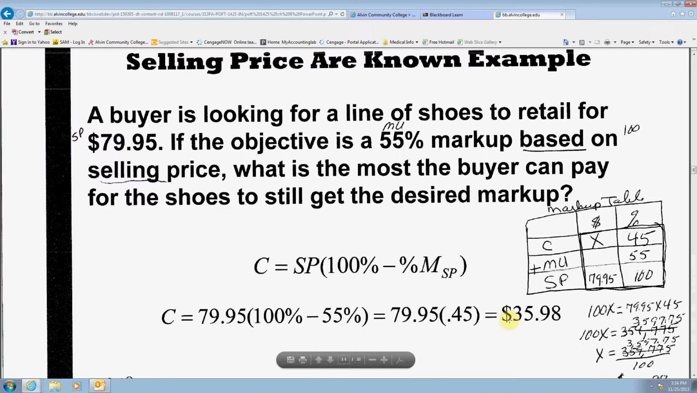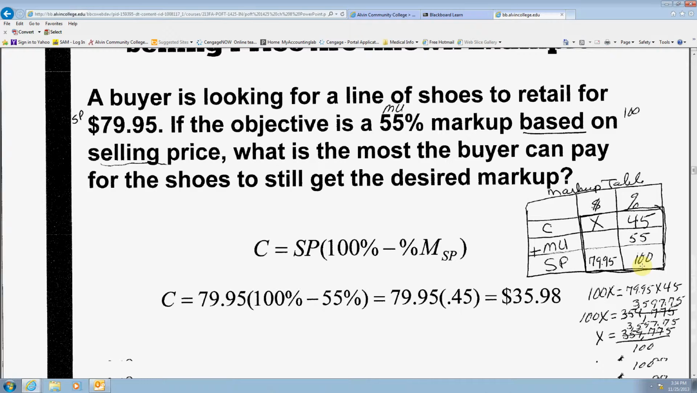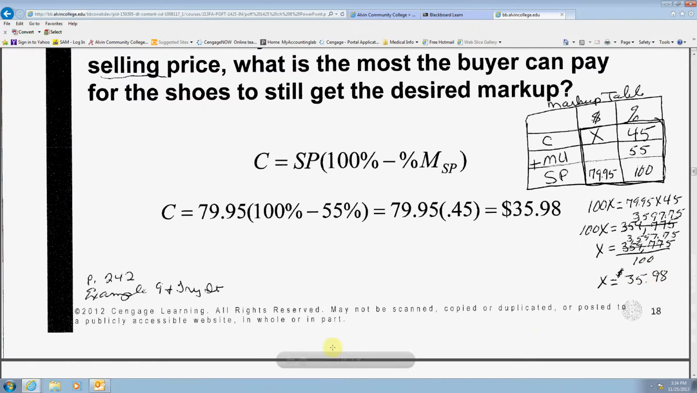So this is the buyer's cost. We can use our table again. We're trying to solve for X. We also know the selling price, $79.95, set at 100%. We also know that the objective is 55% markup. So when we subtract, we get our 45. We use our four corners, 100X equals $79.95 times 45, and solve for X. Go to page 242, example 9, and try it.